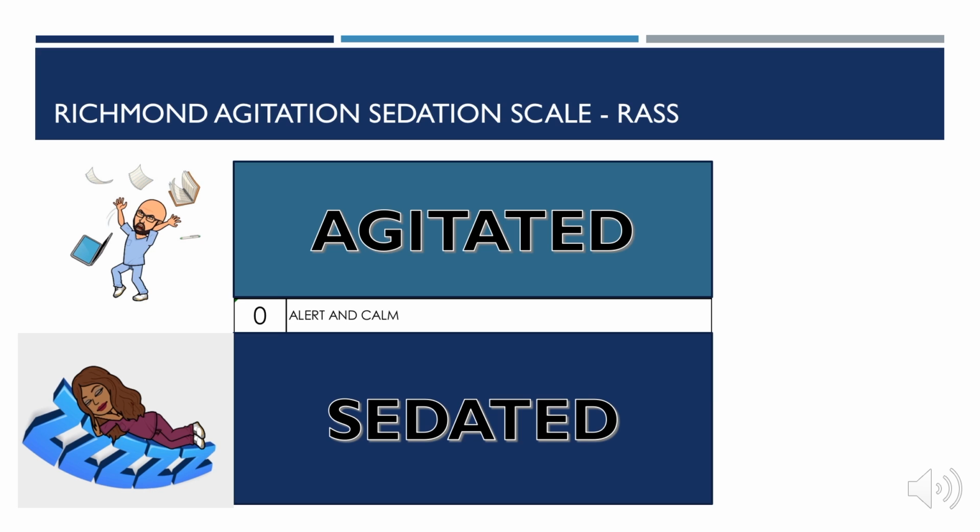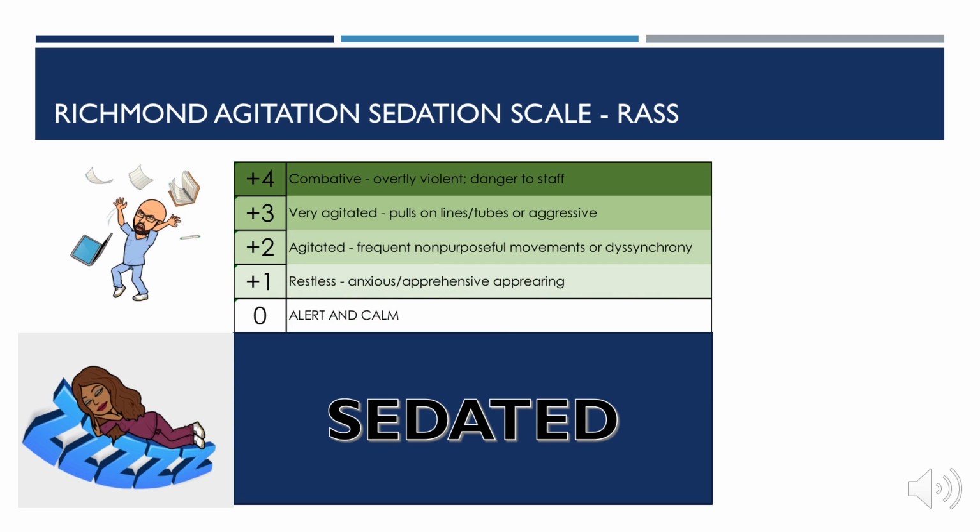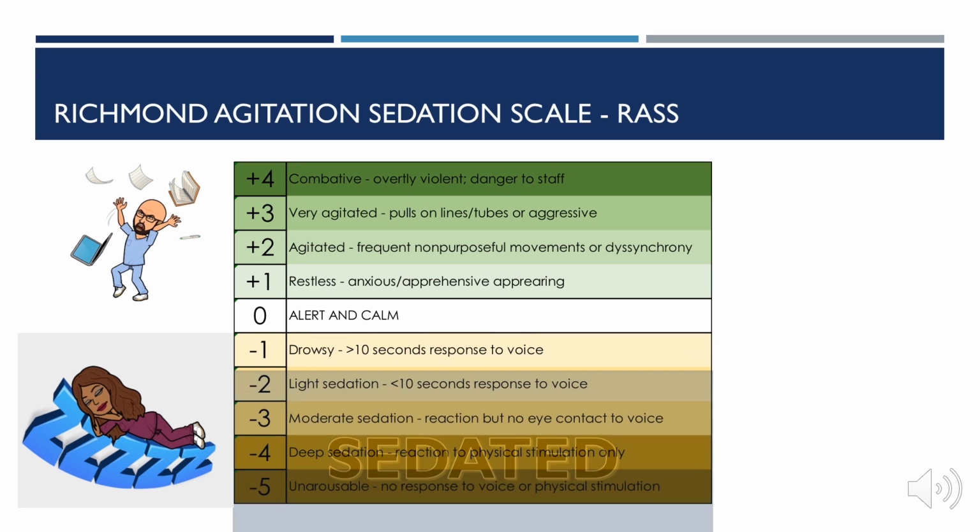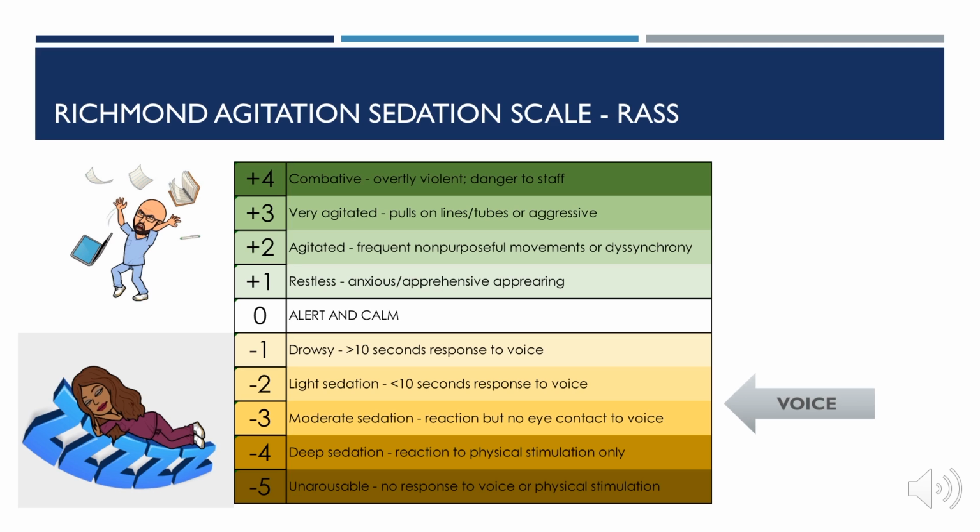The Richmond Agitation Sedation Scale, or RASS, is divided up into two different sections. The first section is the positive section, which is agitated, and that goes from +1 to +4. 0 is in the middle with your patient being alert and calm, and the bottom section is the sedation section, going down from -1 to -5. That is further divided up into two different sections depending on your patient's responsiveness. First, to voice, second, to touch or pain.